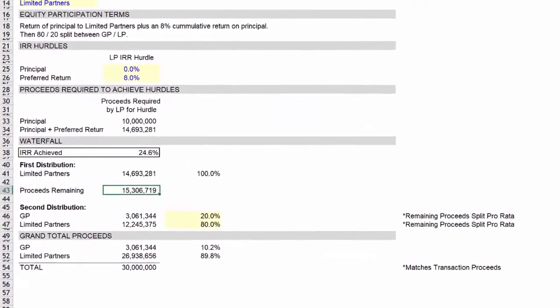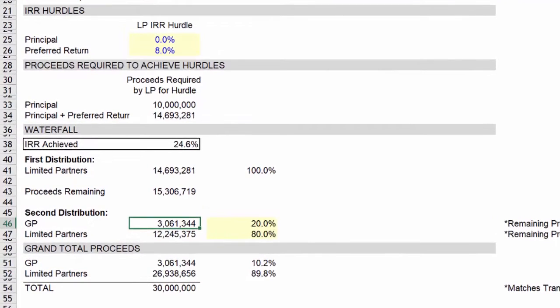So the rest is really pretty easy. You take proceeds remaining and multiply by 20% for the GP, and then for the limited partners, proceeds remaining and multiply by 80%. Finally, in the last step, all we're doing is summing the distributions.